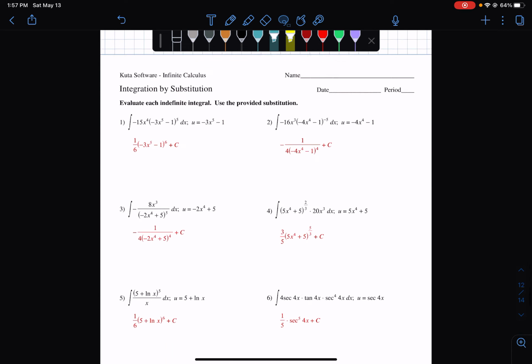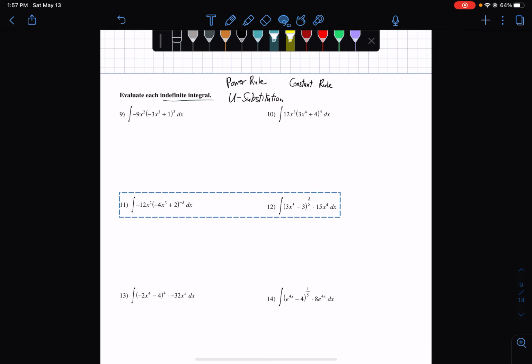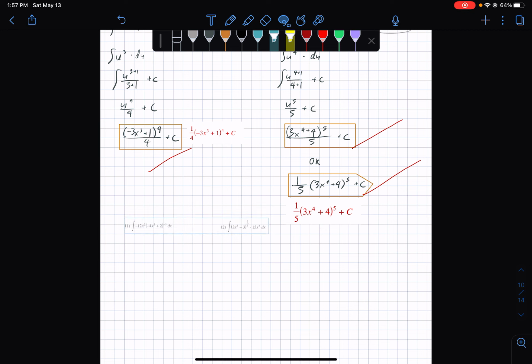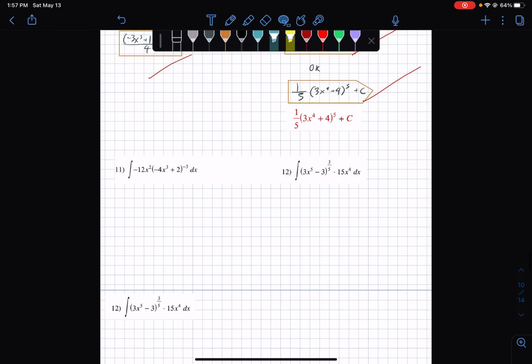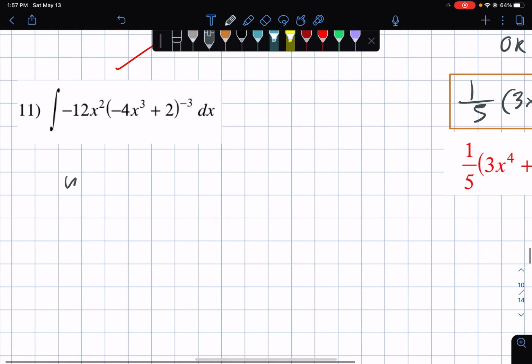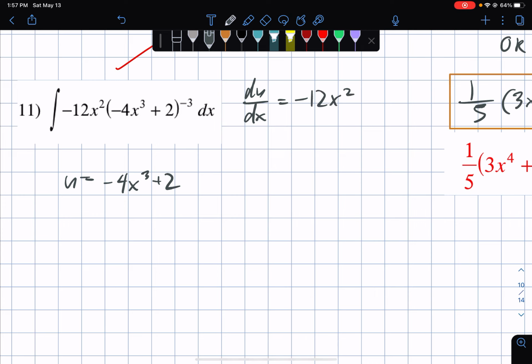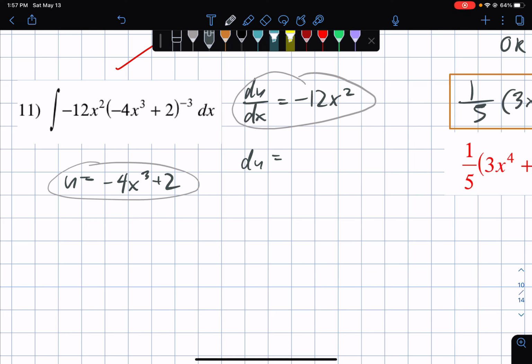Okay, let's try number 11 and 12. 12 will be the next page. For now, the remaining page will be for 11. Okay, we have u is equal to negative 4x raised to 3 plus 2. Du over dx is equal to negative 12x raised to 2. And then du is equal to negative 12x raised to 2 times dx. Dx is equal to du over negative 12x raised to 2.